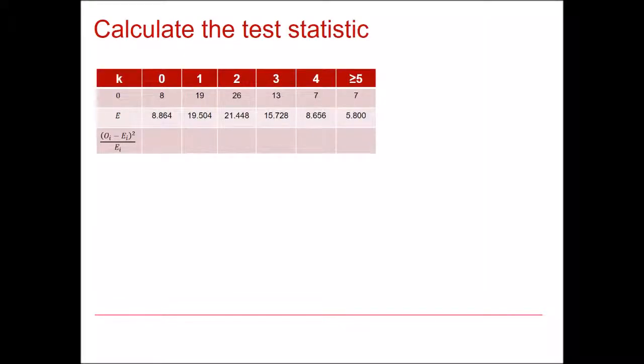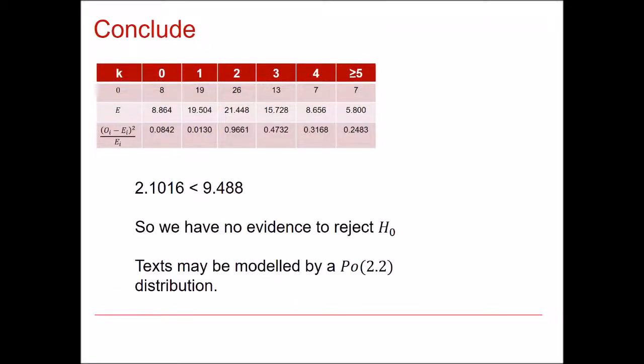The next thing I'm going to do is calculate the test statistic. So for each of the k values I'm going to calculate O minus E squared over E, which I've done here, and then add those up to give me a test statistic of 2.1016. I'm now going to compare that to the critical value, and as you can see, 2.1016 is less than our critical value of 9.488.